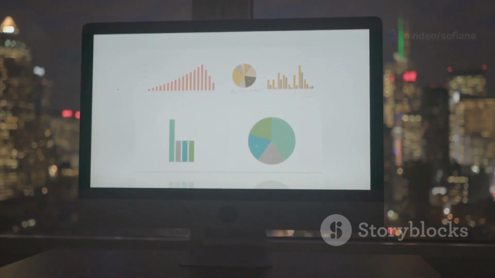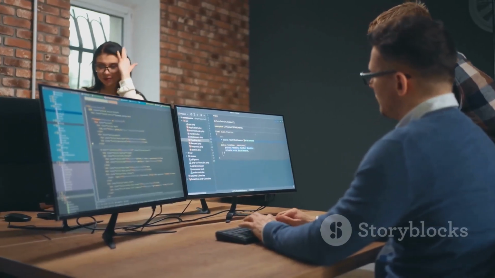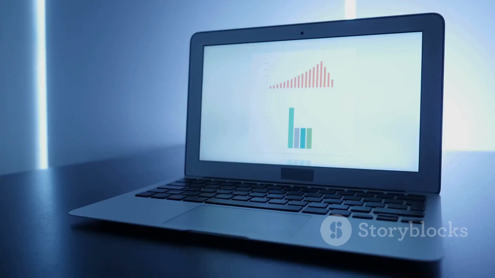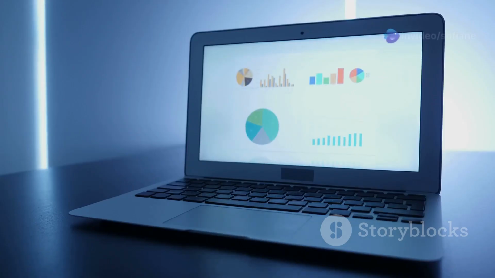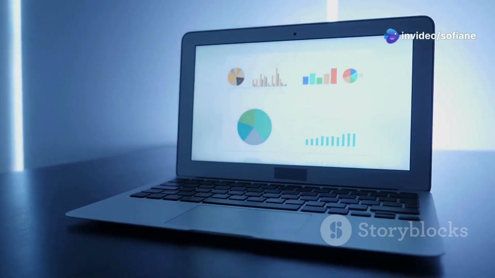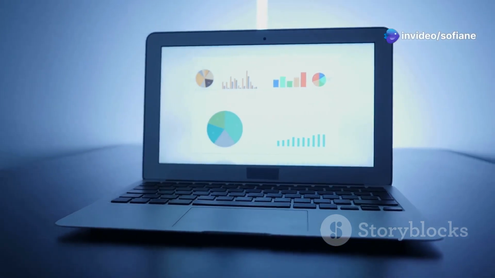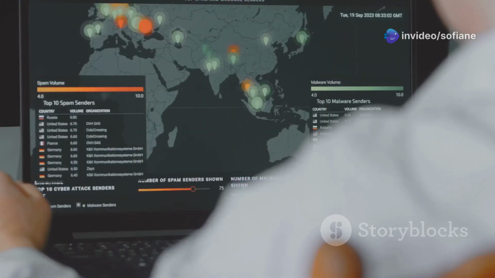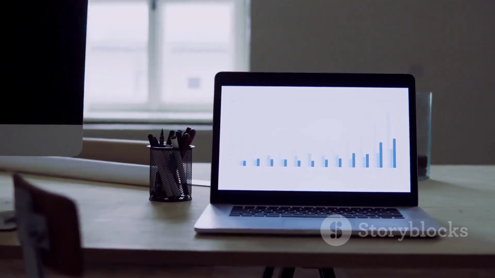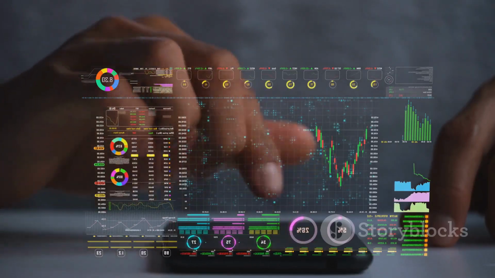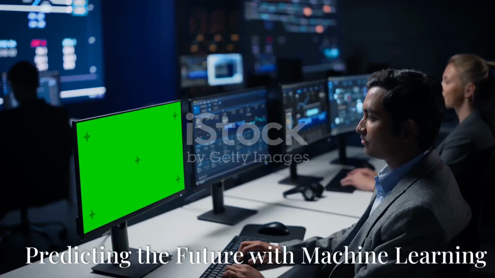But wait, there's more. For those who crave next-level visuals, Seaborn's got your back. Seaborn takes our graphs to the next dimension, helping us unearth hidden patterns and relationships in our data. We're talking heat maps that reveal correlations, histograms that show data distribution. It's like giving your data a VIP makeover.